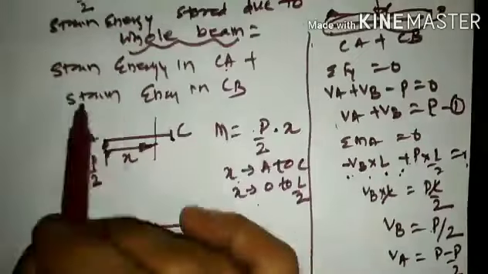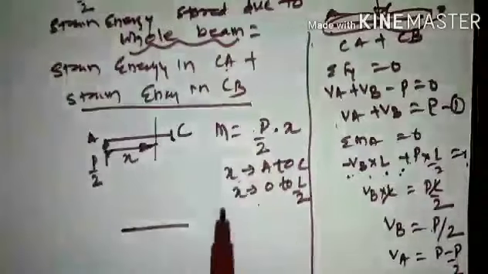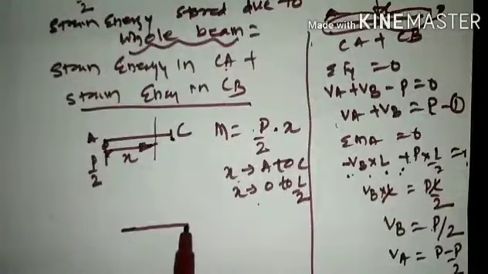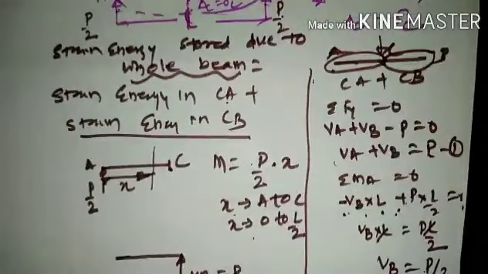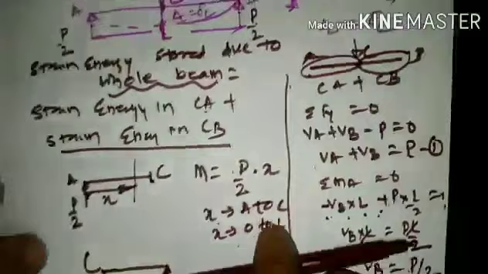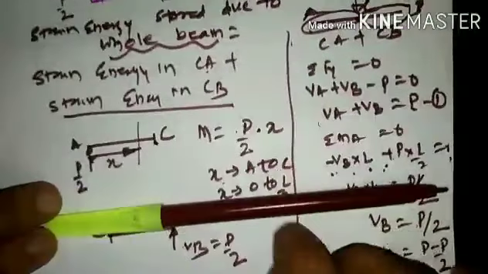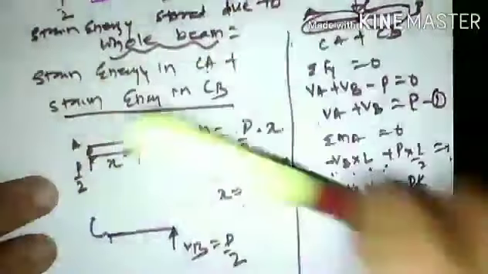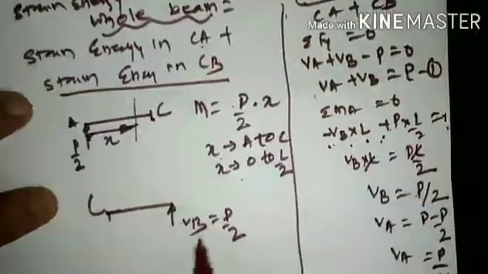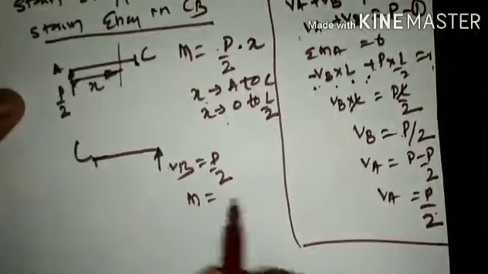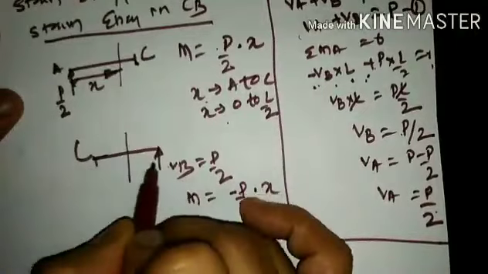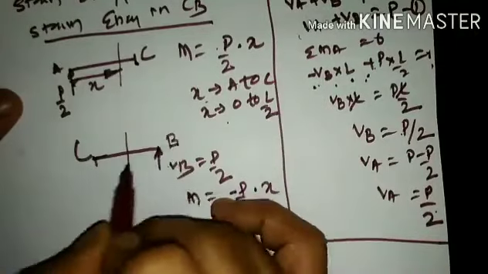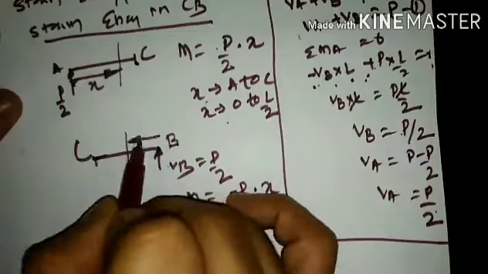If we consider the strain energy for the CB position, on the right hand side we have VB here, and the magnitude of VB is P by 2. With reference to C, VB is acting upward. In what direction will it rotate? Anti-clockwise. So M will be equal to minus P by 2 into X, which means the section shall start from B and move towards the left hand side.